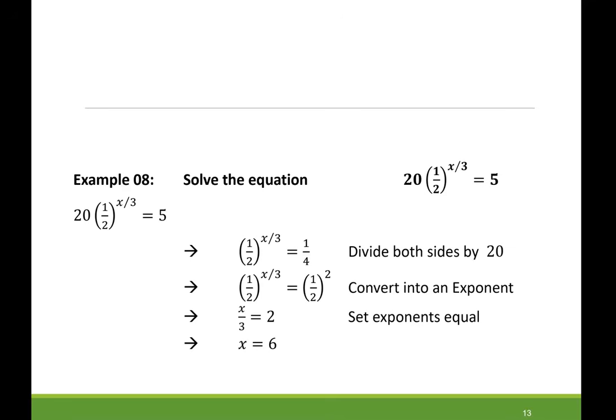Alternatively, at this step, instead of rewriting 1/4 as 1/2 squared, what else could we have used to cancel out this exponent base of 1/2? What other tool could we have used there? A logarithm, right? We could do log base 1/2 to both sides and proceed from there. That's fine also. There's no preference to me which approach you take on a problem like this. You do whatever's most obvious to you or whatever you're most comfortable with is totally fine.